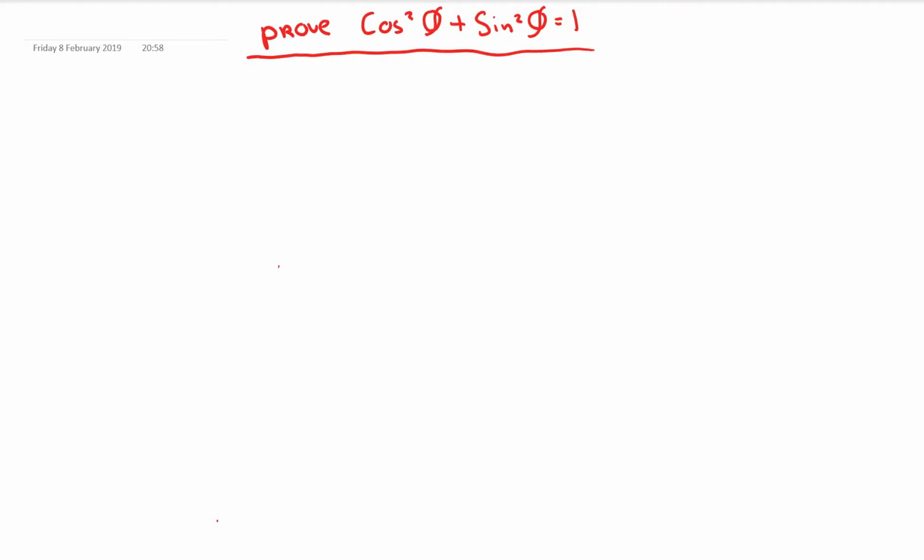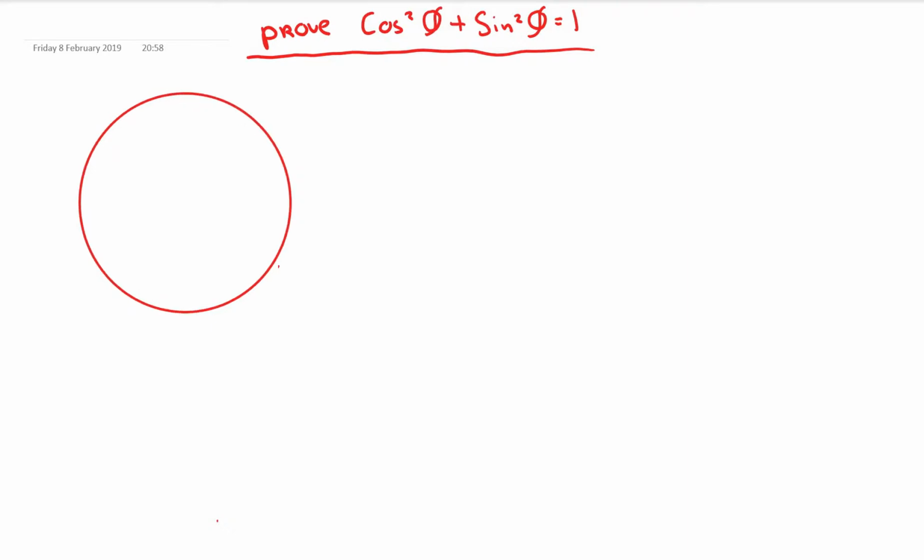Okay, in this video we're going to prove that cos squared theta plus sine squared theta equals 1. In the trigonometry section we have to derive 8 formulas. So this is one of them. We have to prove where this formula comes from. To do this, I'm going to be using Pythagoras' theorem. The first thing you'll do when you're shown this or proving this is you will draw the unit circle.